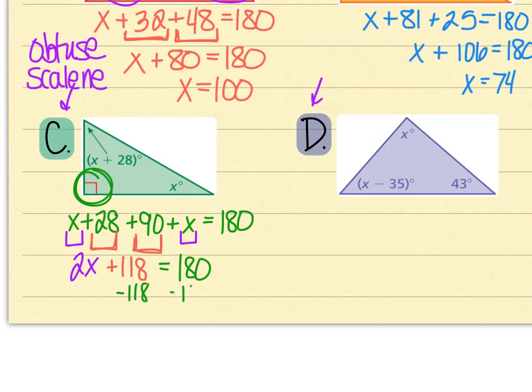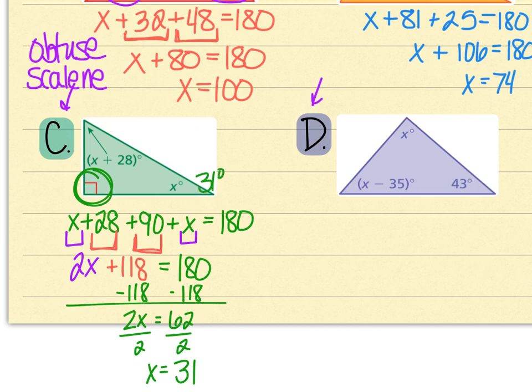I'll go ahead and write that down here so you can see the steps that I'm doing. So 2x equals 62. And then now I'm going to divide both sides by 2 to get x by itself, which is what we want. And so 62 divided by 2 is 31. So we know that x is 31. So that makes this a 31-degree angle. 31 plus 28 is 59 degrees. And then we have this 90-degree angle.